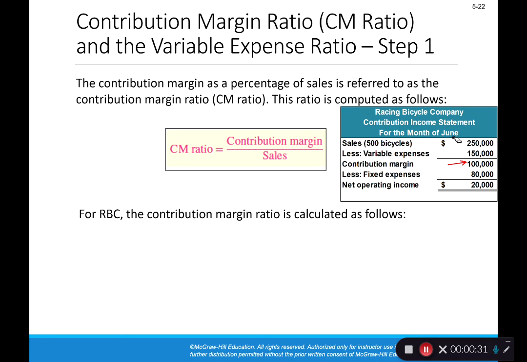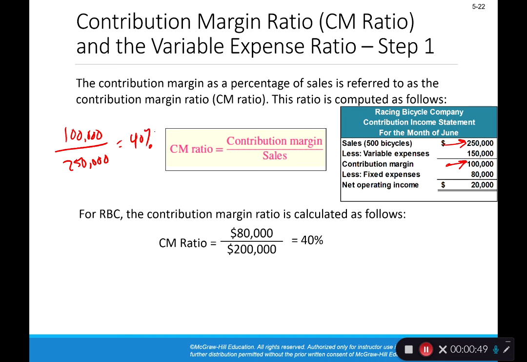So our contribution margin is 100,000 and our sales are 250,000. So if I take 100,000 divided by 250,000, I get 40%. The same is going to be true here. The book is calculating it using the CM ratio at break even. So at break even, the CM was 80,000, the same as our fixed costs, and sales were 200,000. Either way, you're going to get that same 40%.